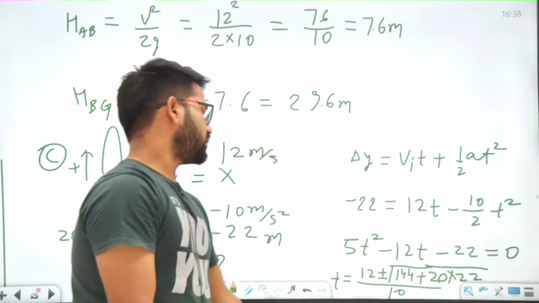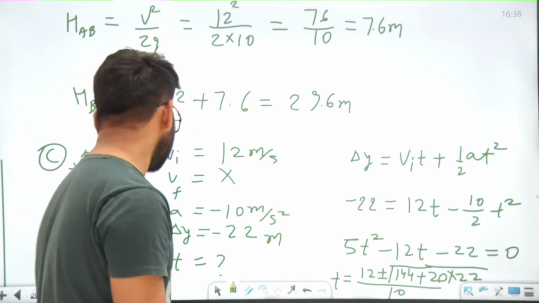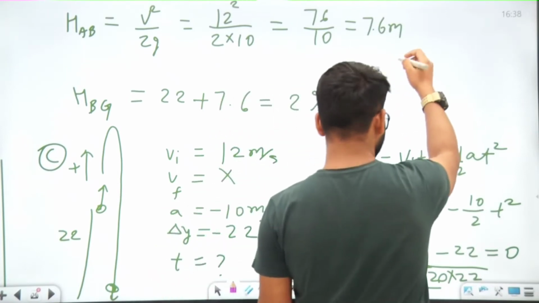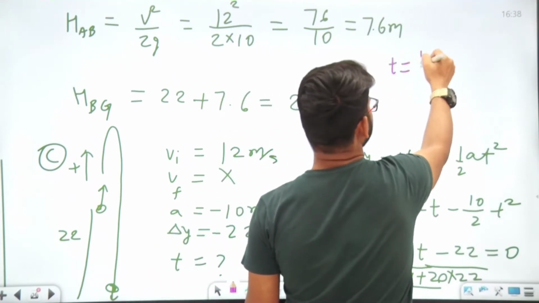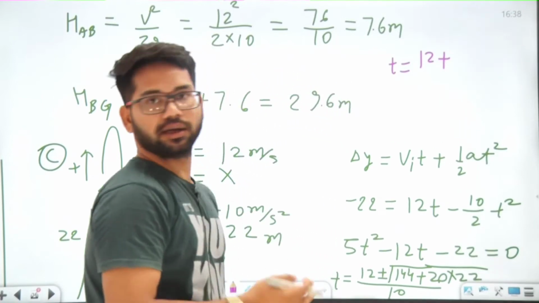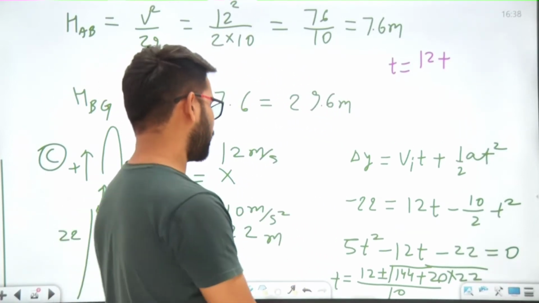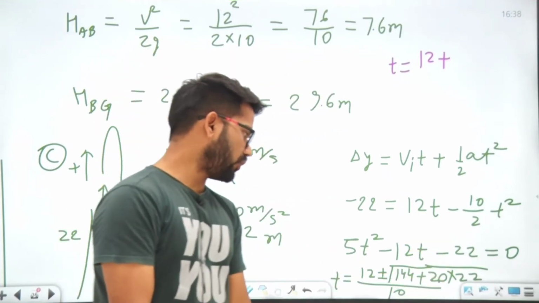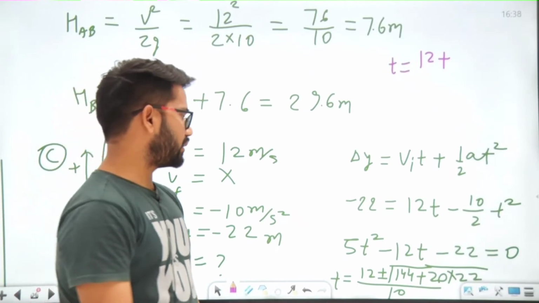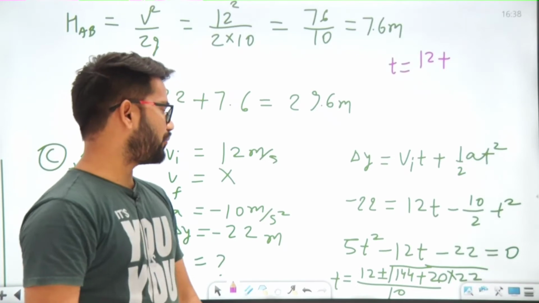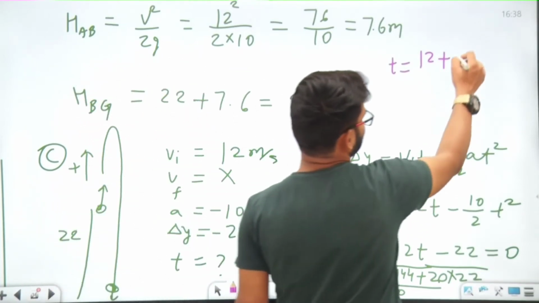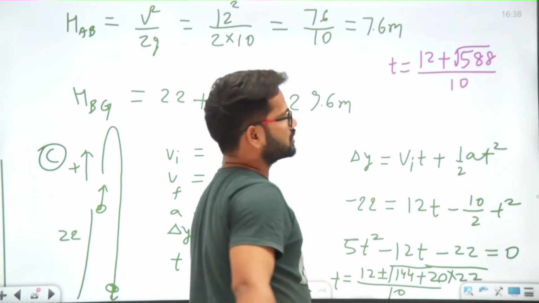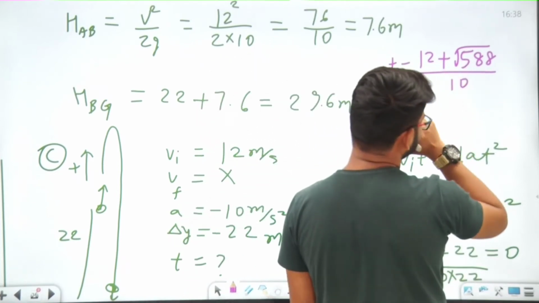So this will be bigger than 12. Time cannot be negative. So our answer from here will be T equals 12 plus, not the minus portion, right? B square minus 4AC, 440 and C is 22. Okay, so we got 440 plus 144, 584, root of 584 over 10. We can simplify this and we'll get the answer.